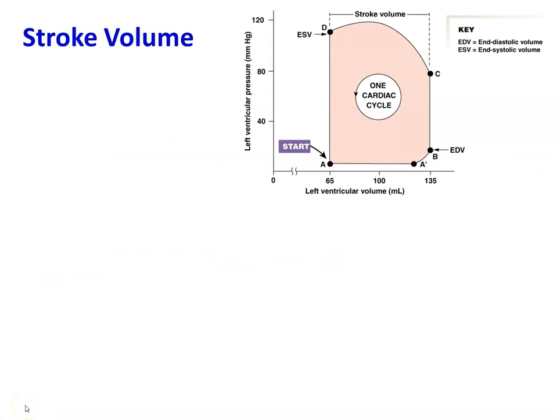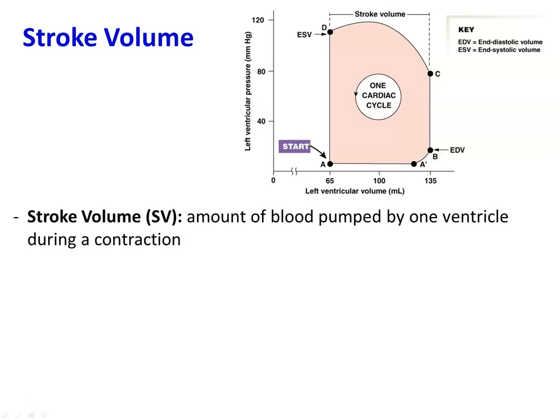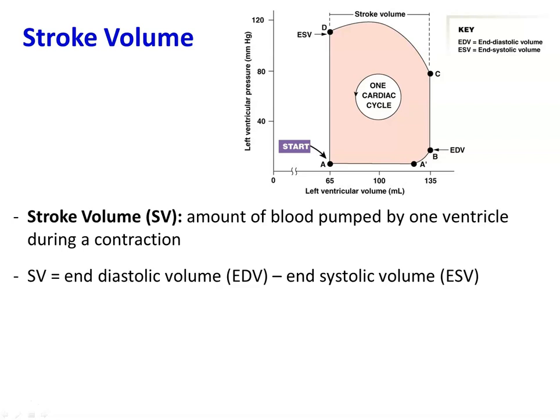Now let's get into the details of stroke volume. So stroke volume is technically defined as the amount of blood pumped by one ventricle during contraction. So if you want to accurately measure how much blood is being pumped out of the heart, you need to calculate each ventricle separately.